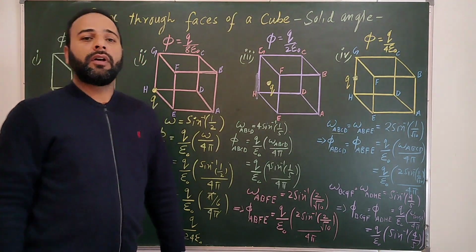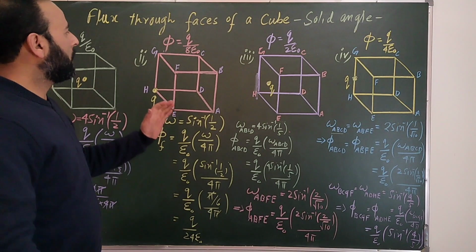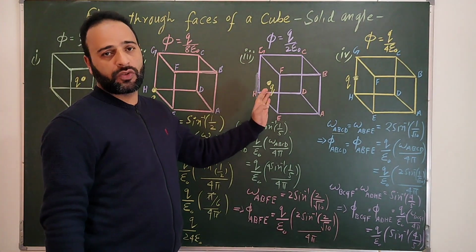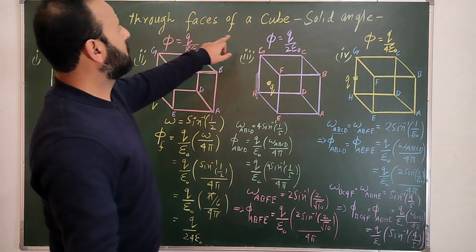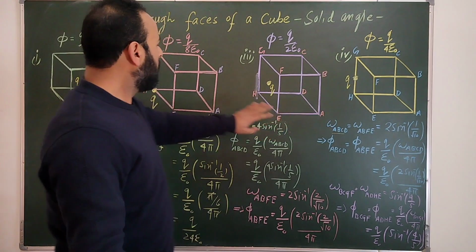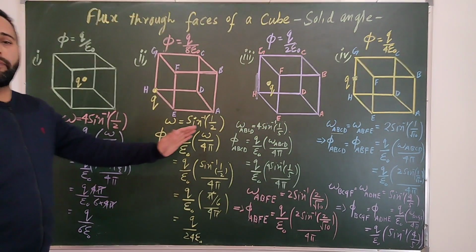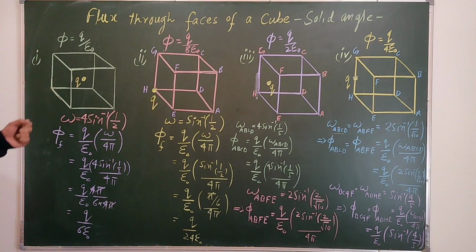Hello and welcome. In this video, I will summarize the previous 4 cases where I calculated the flux through each face of the cube using the solid angle. So now our topic is flux through faces of a cube using solid angle. I will summarize here the 4 cases so that you can remember them easily, right? The first case is when the charge is at the center of the cube.